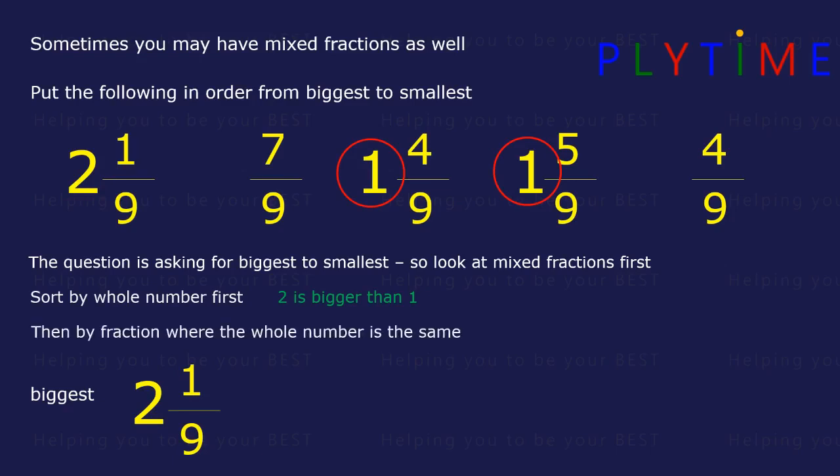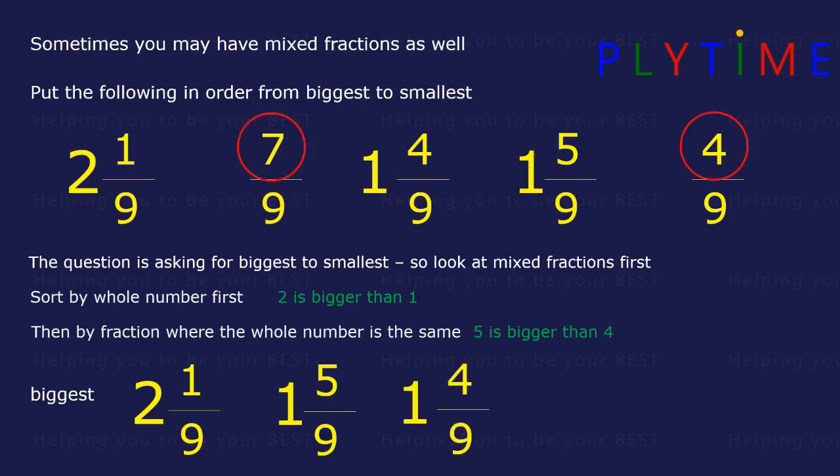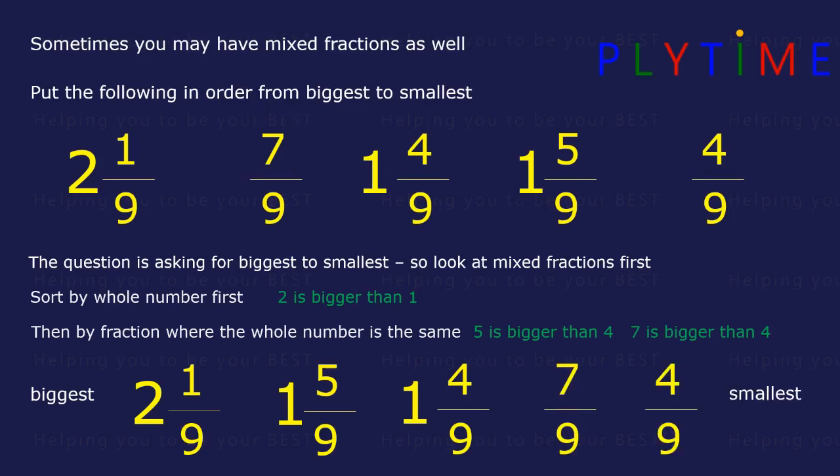Then we look at the ones. As they're both the same number, we just look at the numerator. 5 is bigger than 4, so the next biggest number is 1 5/9, then 1 4/9. Then we look at the proper fractions. 7 is bigger than 4, so the next biggest is 7/9, and the smallest is 4/9.